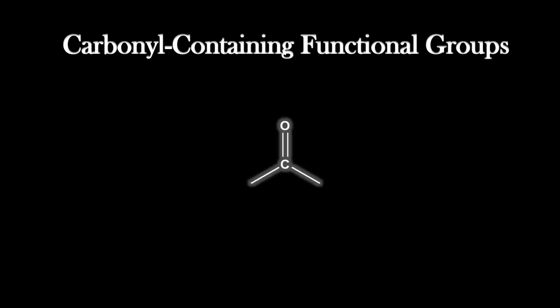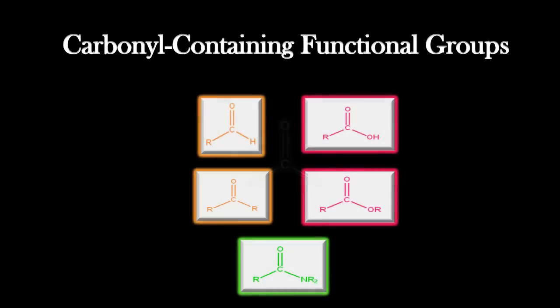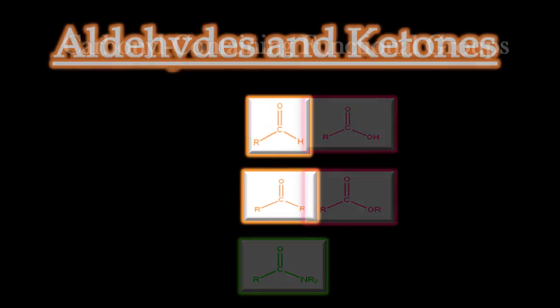Carbonyl-containing functional groups are functional groups that contain a carbonyl group. A carbonyl consists of an oxygen doubly bonded to a carbon, which is then bonded to additional groups. Here are 5 different carbonyl-containing functional groups, and here are the carbonyl groups within the 5 functional groups. We'll first take a look at aldehydes and ketones.